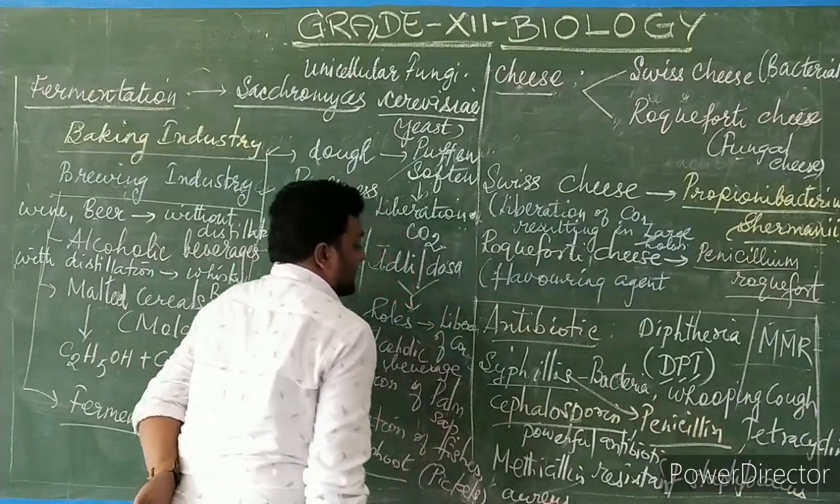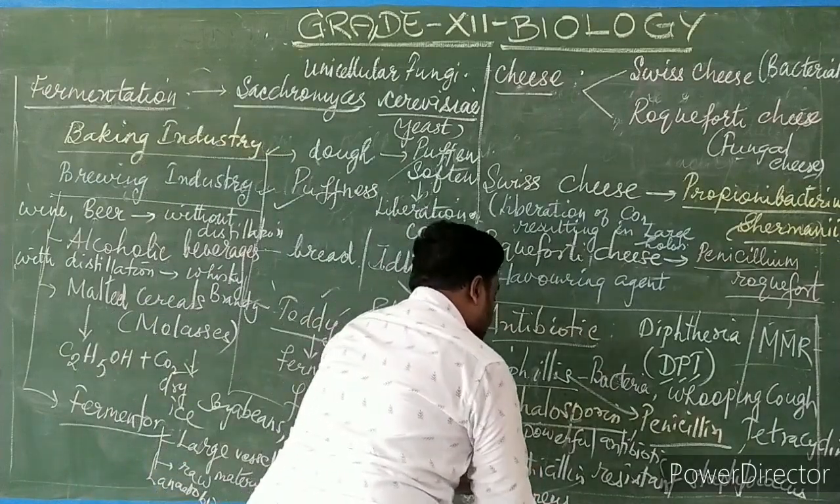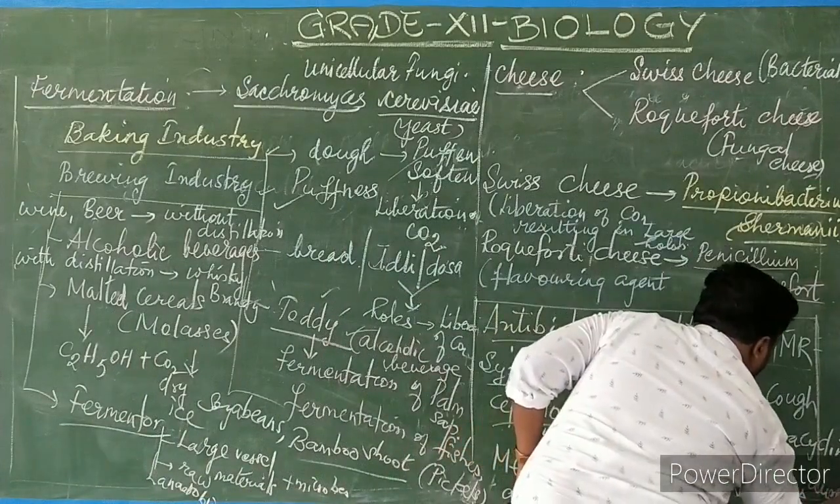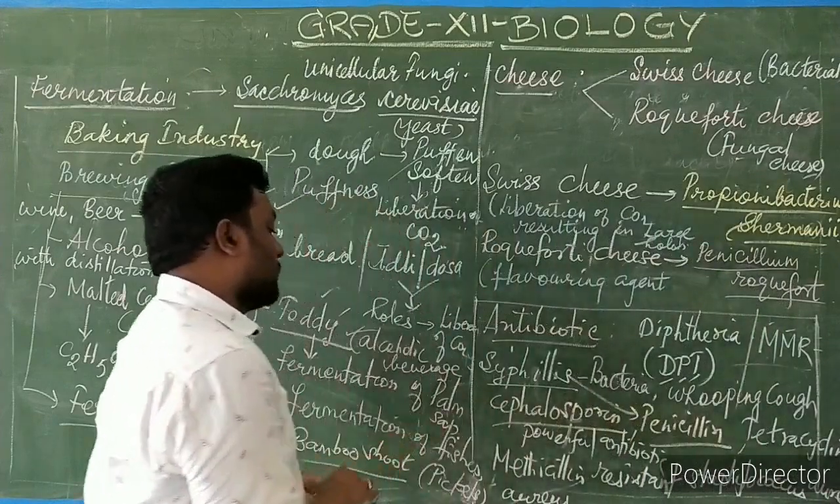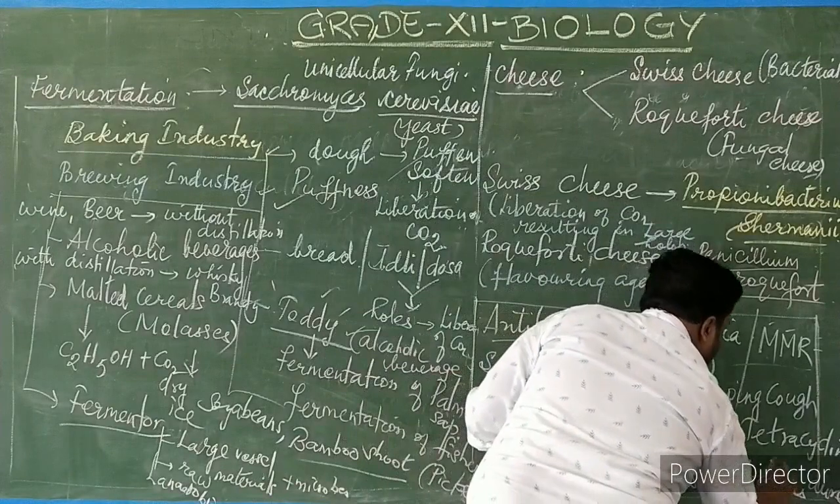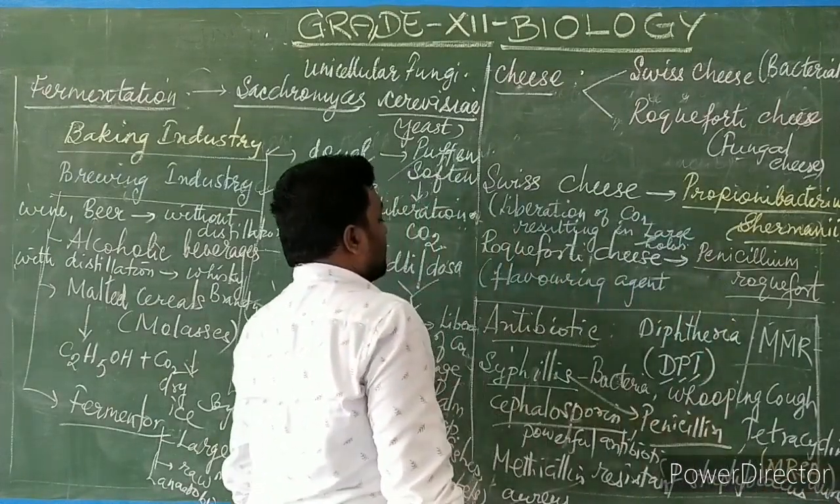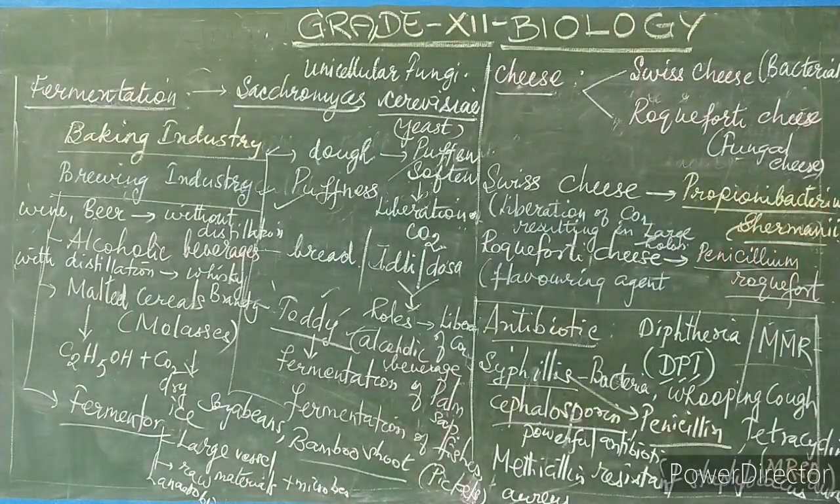What is this methicillin resistant Staphylococcus aureus? You can write it as MR Staphylococcus aureus, spelled A-U-R-E-U-S. Methicillin resistant Staphylococcus aureus can be written as MRSA. It is a very powerful antibiotic, the strongest antibiotic, and it can also be used as a superbug.